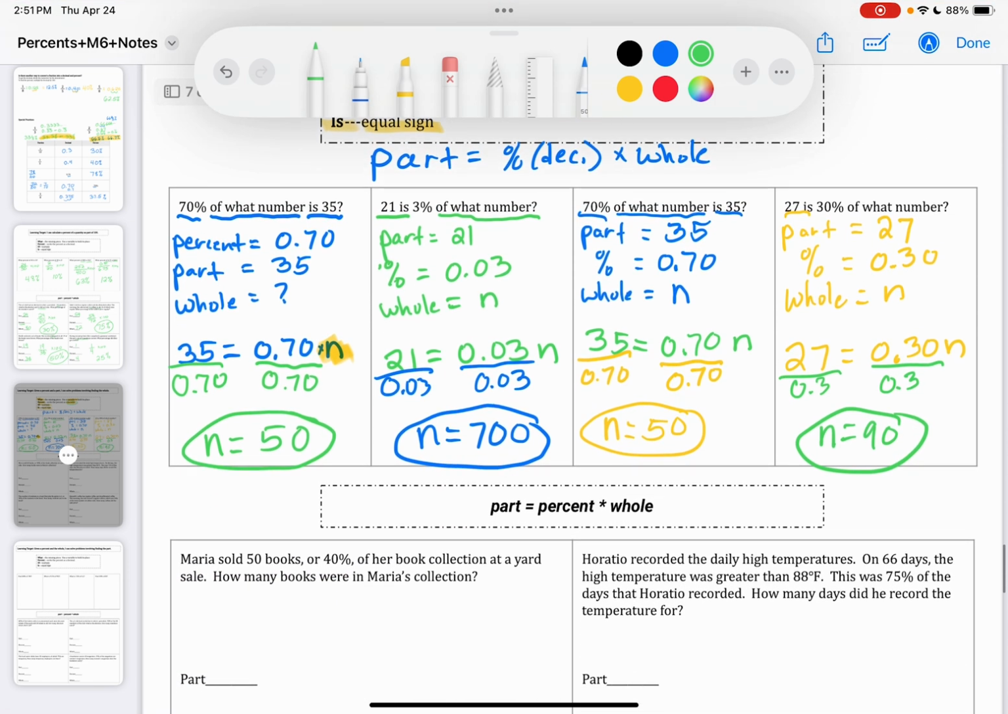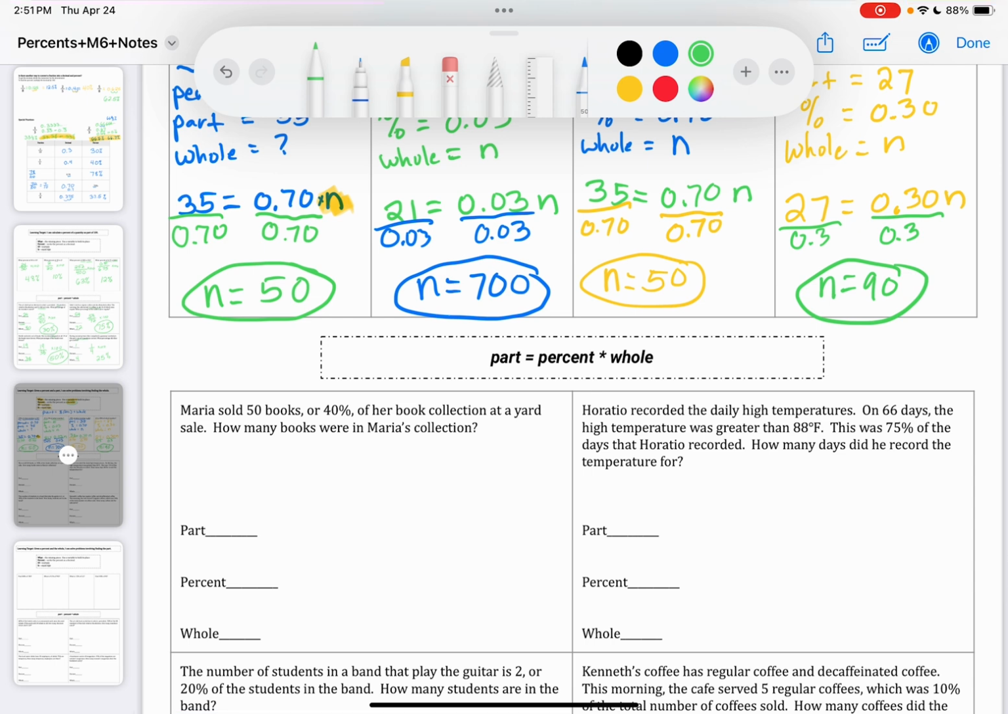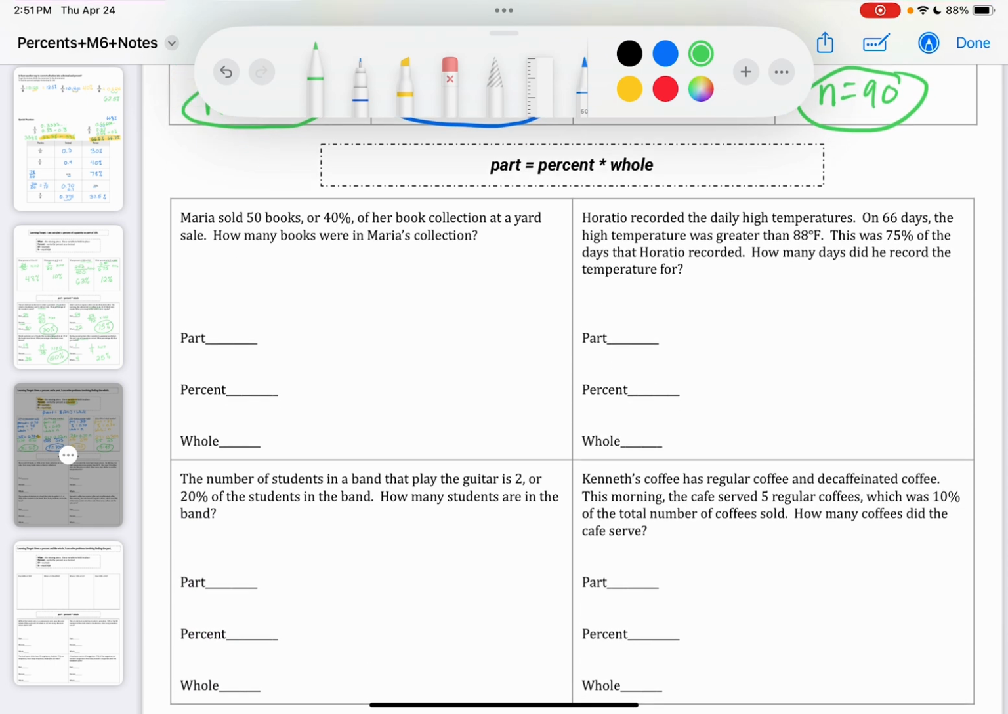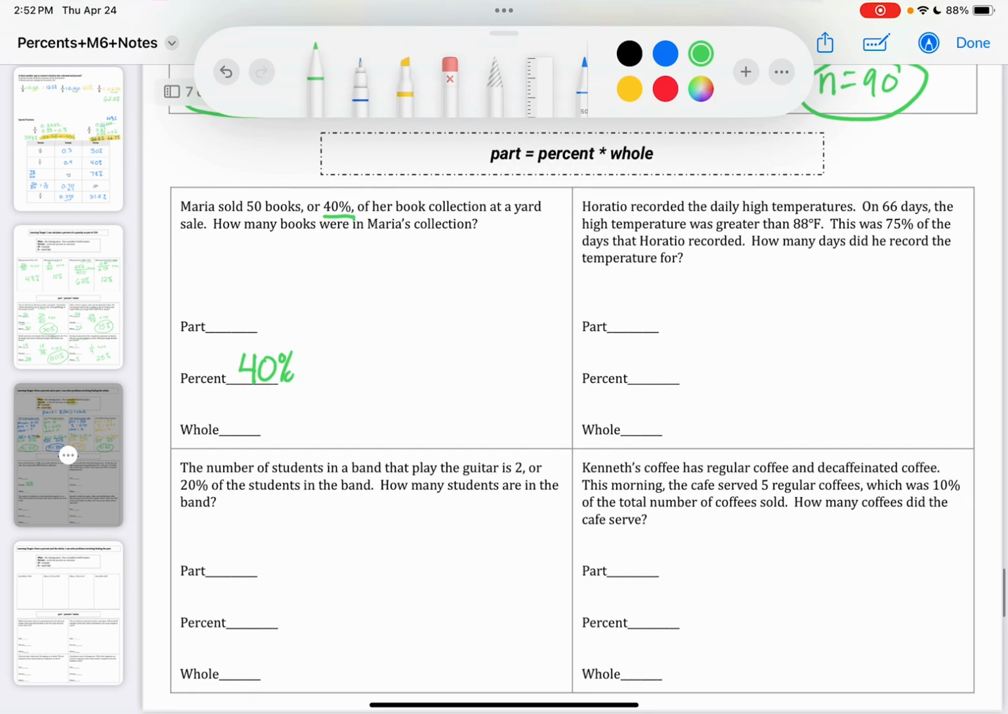So we can use that same equation, part equals percent times whole, on word problems, which is the nice thing. So first one says Maria sold 50 books, or 40% of her book collection at a yard sale. How many books were in Maria's collection? Well, 40% was right here, which would be 0.4 or 0.40. The part is what she sold, the books she sold. The n is her whole collection because she still has books left, which means she must have had a lot of books.